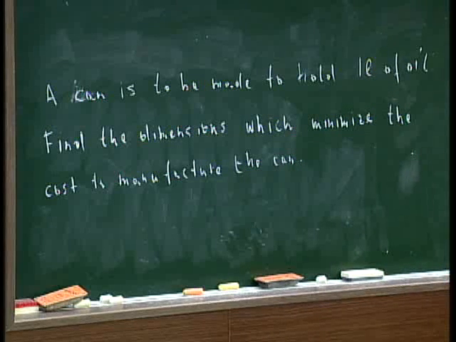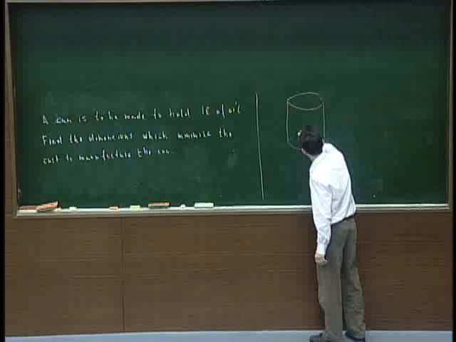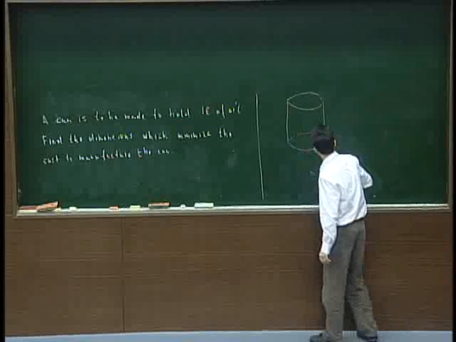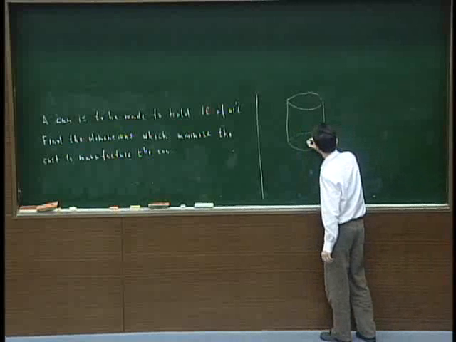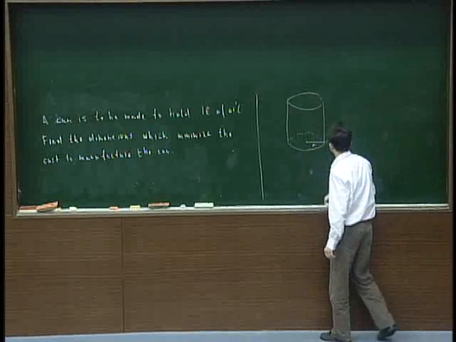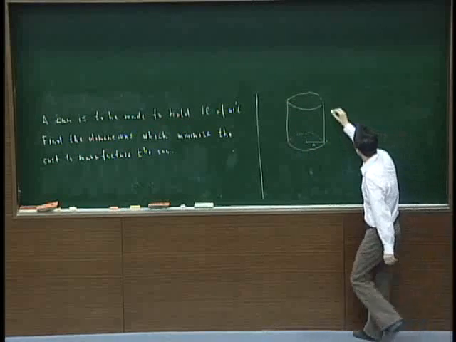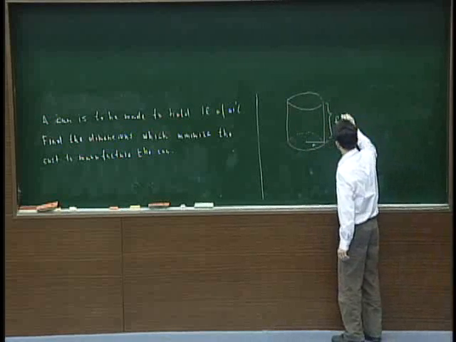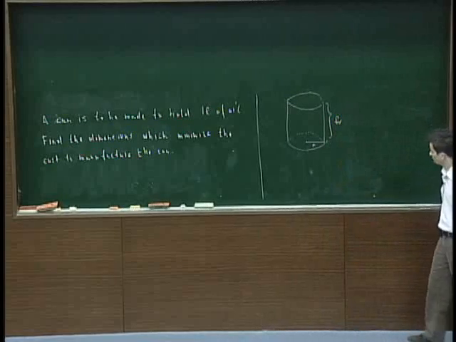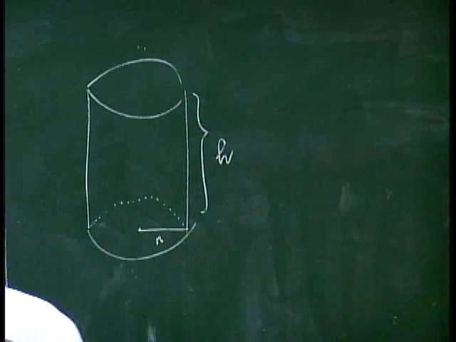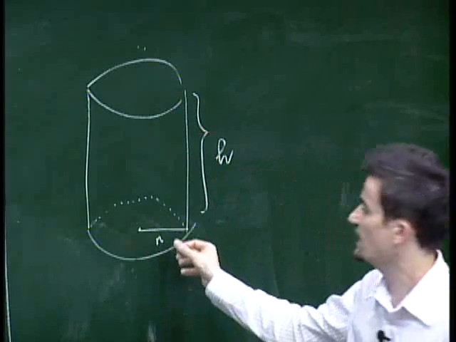So we draw a picture. Then we introduce notation. Let's say this is our radius here, call it r, and this is the height here. Now what we can do here is change r.